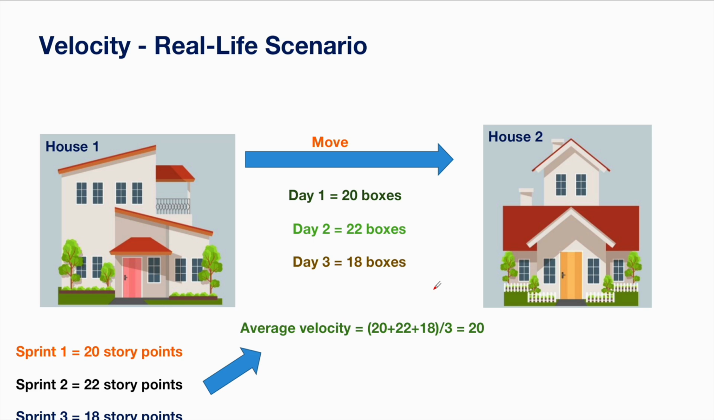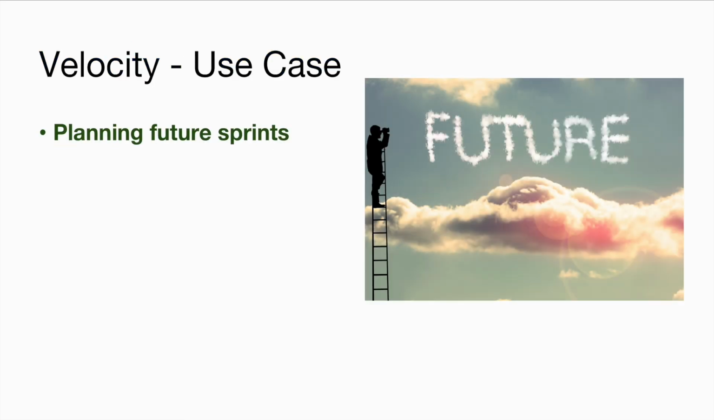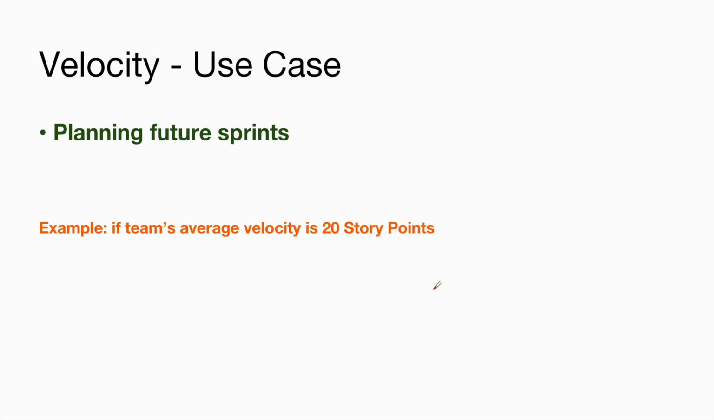Let us understand what is the use of this velocity, the use case. It will help in planning your future sprint. For example, if a team's average velocity is 20 story points in the last 3 sprints, then the team can plan their next sprint around these story points. Means you can plan to complete around 20 story points in the coming sprint, so that you do not overcommit and under deliver in the coming sprint.